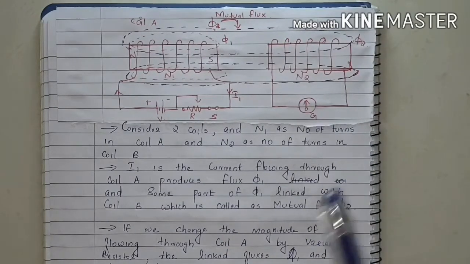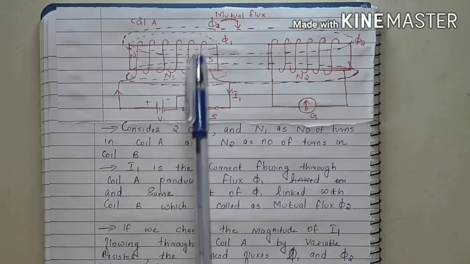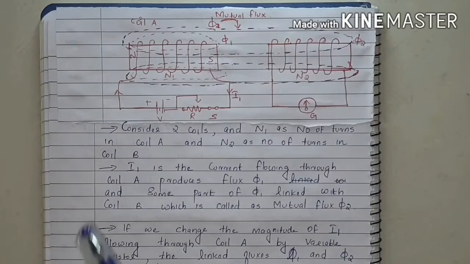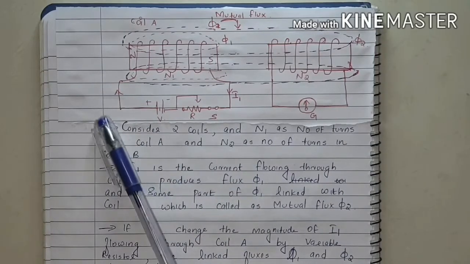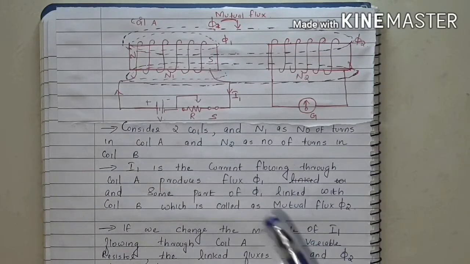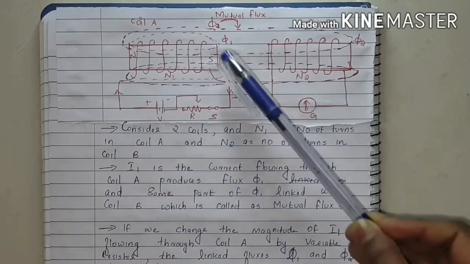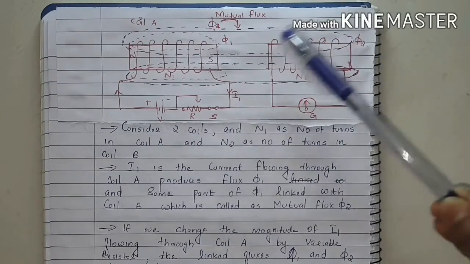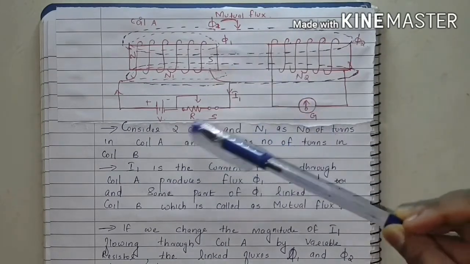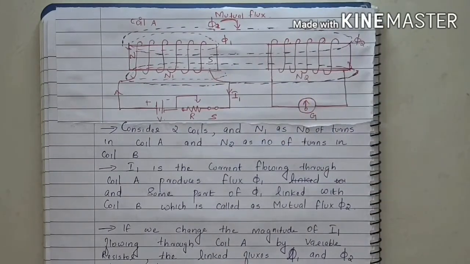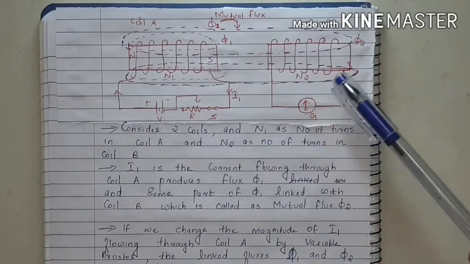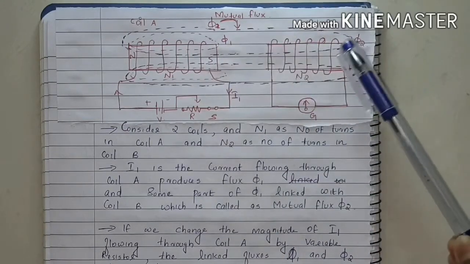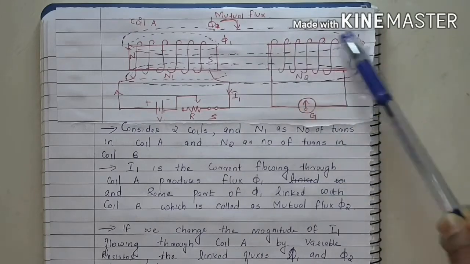N1 is the number of turns in coil A and N2 is the number of turns in coil B. I1 is the current flowing through coil A, which produces flux phi 1 in the first coil, and some part of phi 1 gets linked with coil B, which is called the mutual flux phi 2. That is, phi 1 gets linked with coil B, which creates the linked flux phi 2.